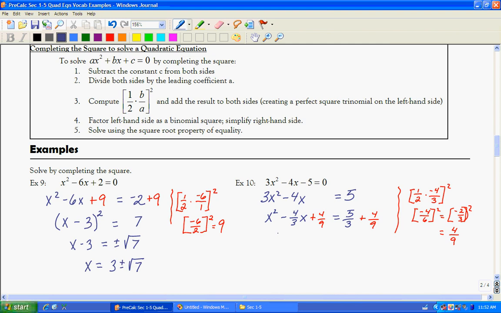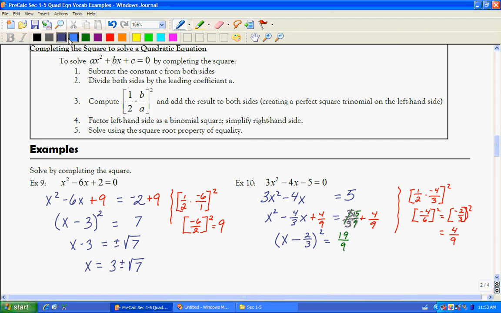And again, we end up with a perfect square trinomial on the left-hand side. So square root the first term, square root the last term, so that becomes 2/3. Sign of the middle term is negative. And then we have 5/3 plus 4/9. Let's get a common denominator of ninths. So this would be 15/9 plus 4/9, which gives us 19/9.